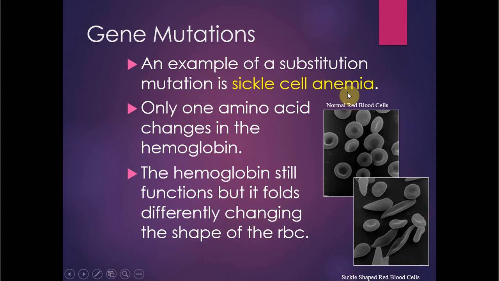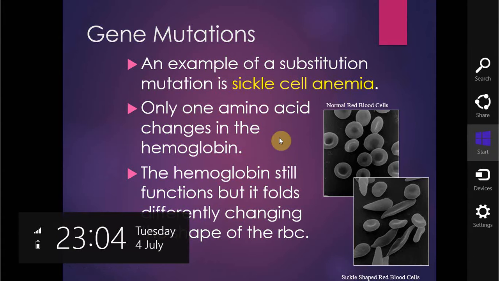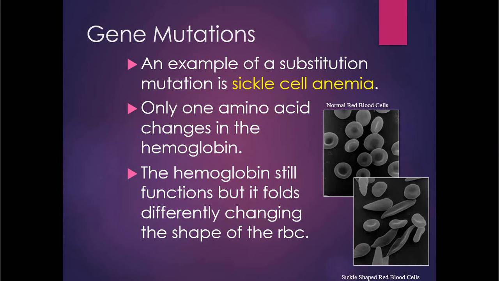A common example of substitution is sickle cell anemia that results in the change in the shape of the RBCs. Only one amino acid is changed in the hemoglobin that will result in different function, because in this case the shape of RBC is changed. The hemoglobin still functions, but it folds differently, changing the shape of the RBC.